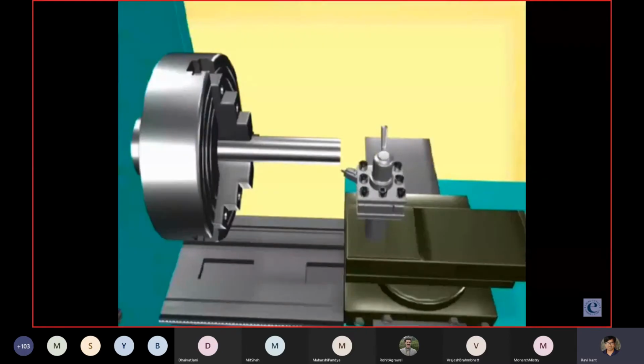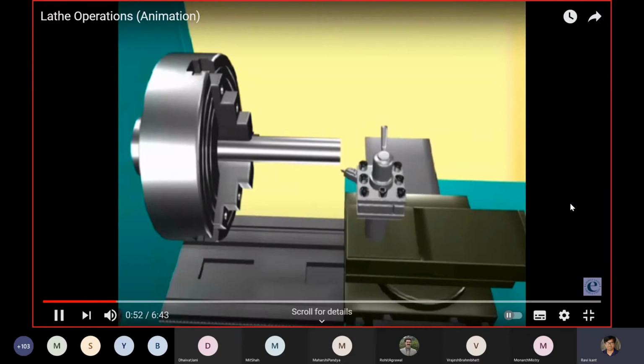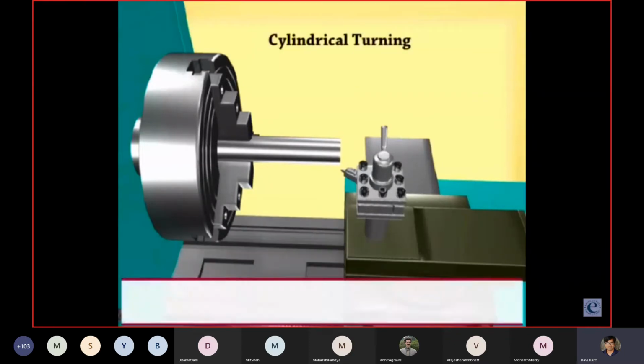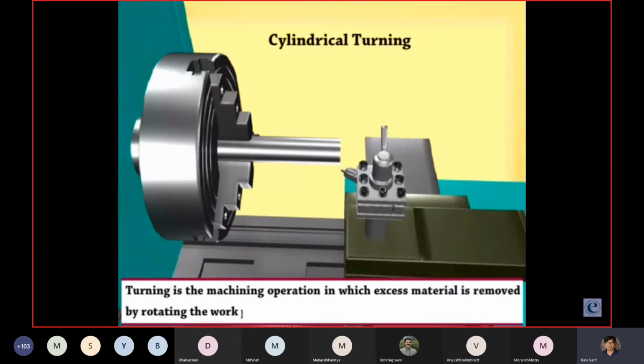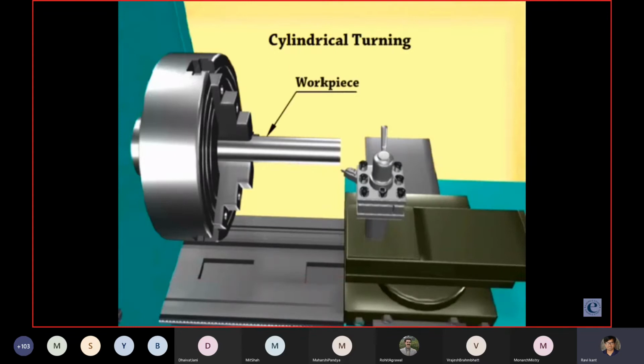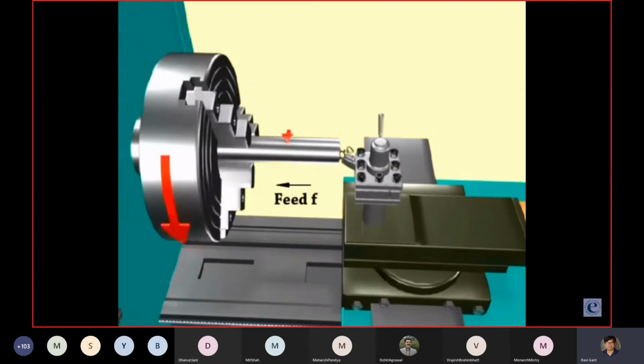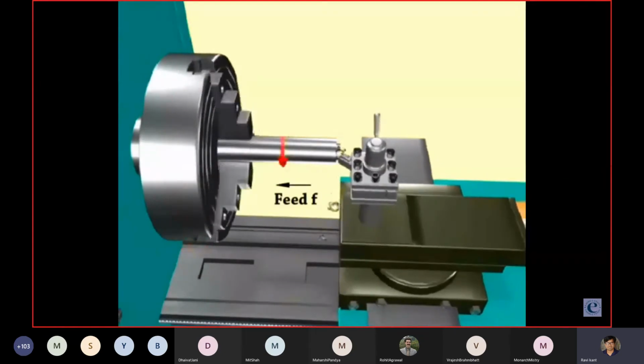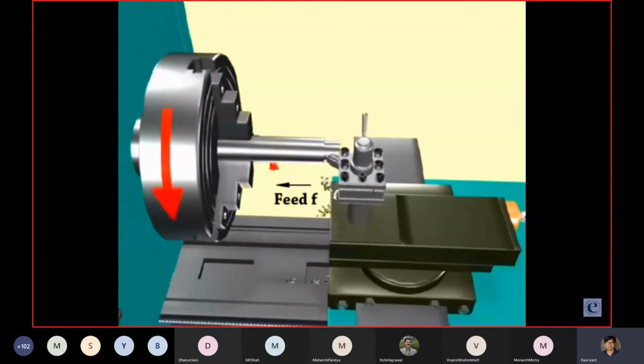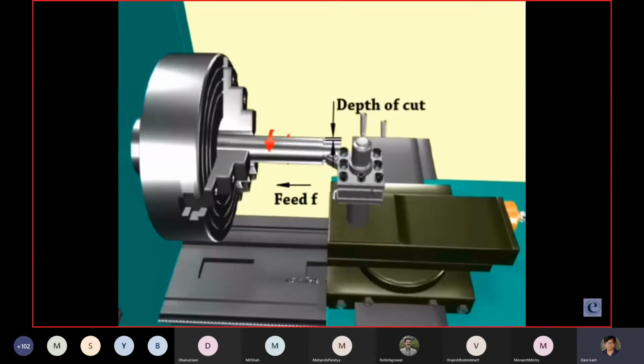Turning operation. In this video, we will discuss the turning operation of the lathe. Turning is the machining operation in which excess material is removed by rotating the workpiece against a cutting tool. Workpiece, tool, feed, that is F, depth of cut.